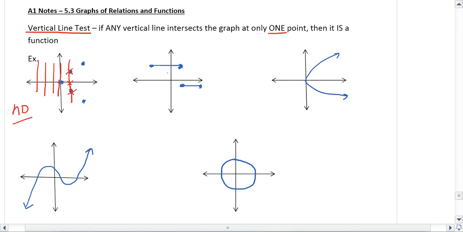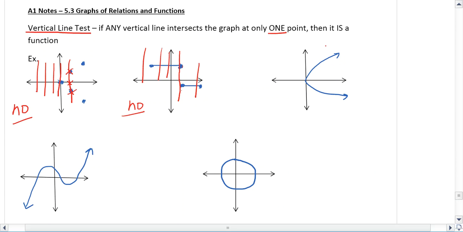Let's look at the second example here. Once again, we're drawing vertical lines. We're fine, we're even fine over here. But we run into a problem if we draw a line that passes through that point and that point. These are both solid and filled in. That means these are both part of the graph. Because this one vertical line hit the graph twice, then no, it is not a function because this x has 2 y's.